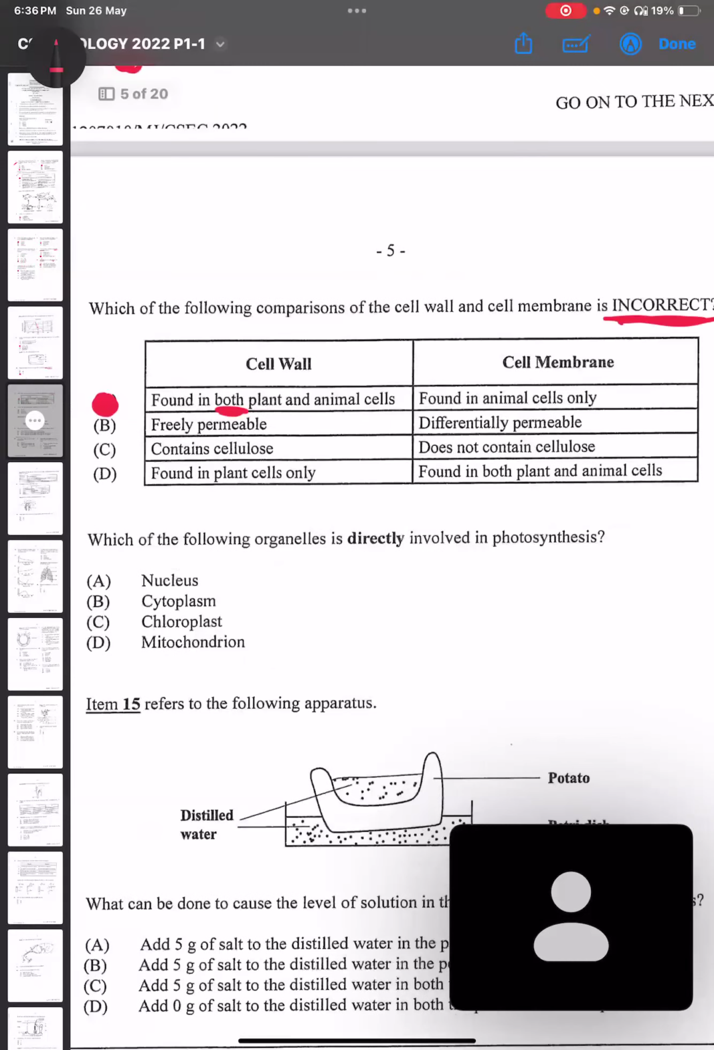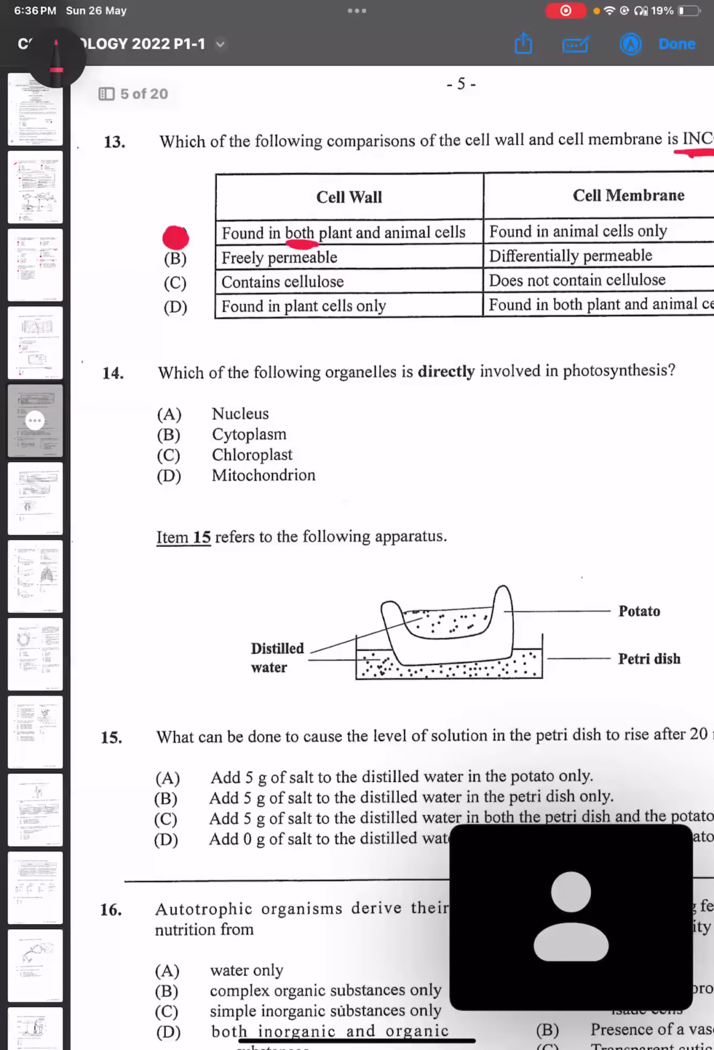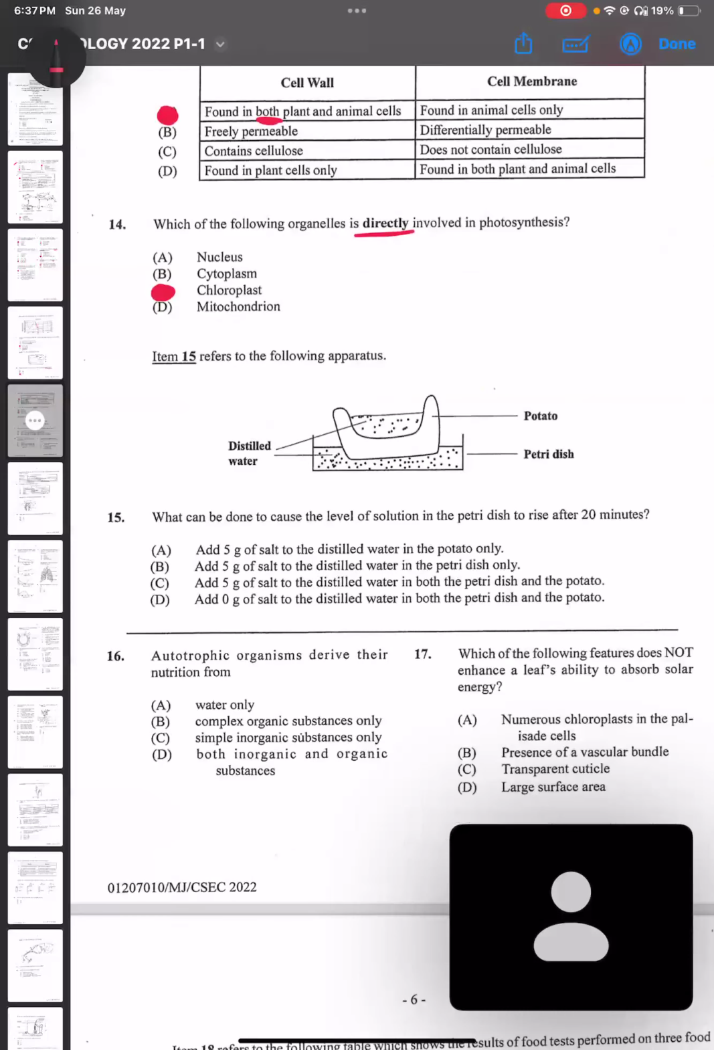And then 14, which of the organelles is directly involved in photosynthesis? 14 would be C. 15, we've seen 15 already. What's our answer for 15? They have not changed the question. It's going to be B.